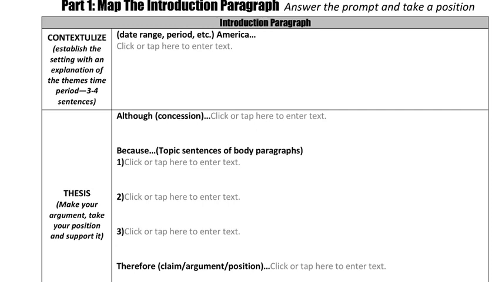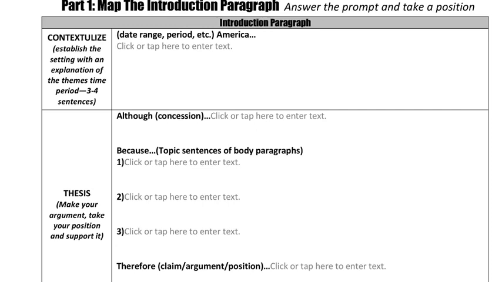Then you move on to the because. Although, yada, yada, yada, because of this and this and this, these are your 3 topic sentences. This is the basis of your argument and what your 3 body paragraphs will explain. This establishes your line of reasoning, which leads to your therefore, which is your claim. So in the end, your argument, the actual thing that you're going to be arguing and the point you're going to be making, is that therefore statement.